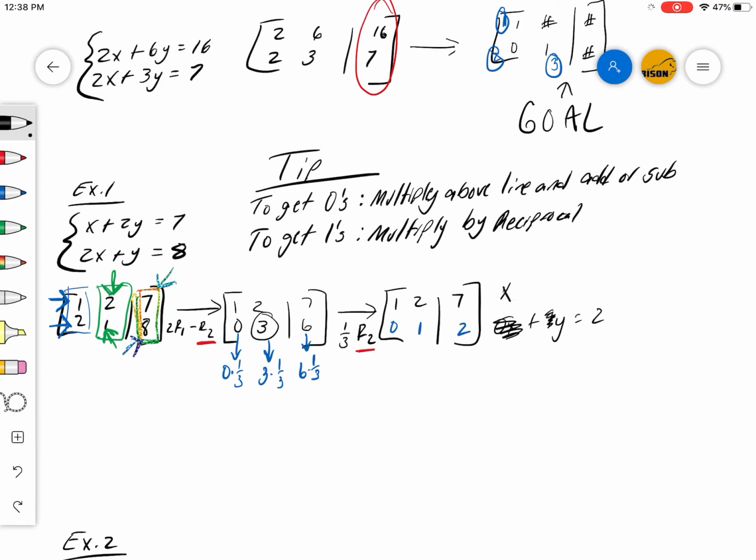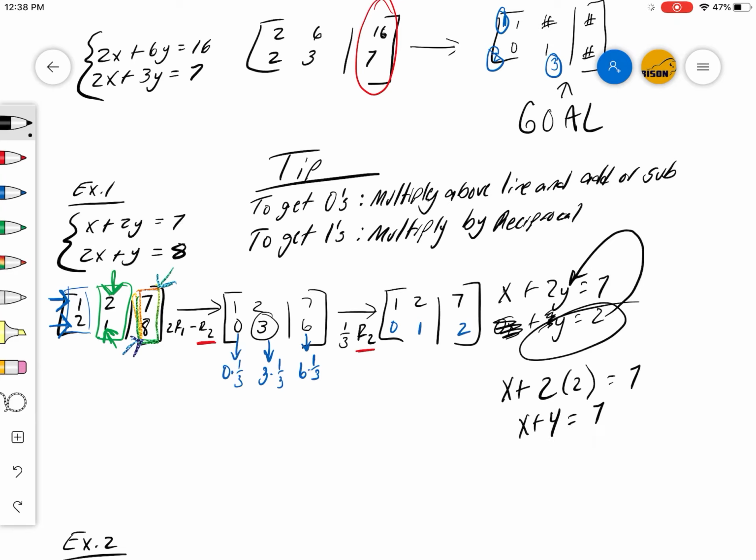Then the top line says x plus 2y equals 7. So you know y. Y is 2 right here. That's part of it. So plug that 2 back into your equation. So you got x plus 2 times 2 equals 7. That's a 4, right? Subtract 4. So x is 3.